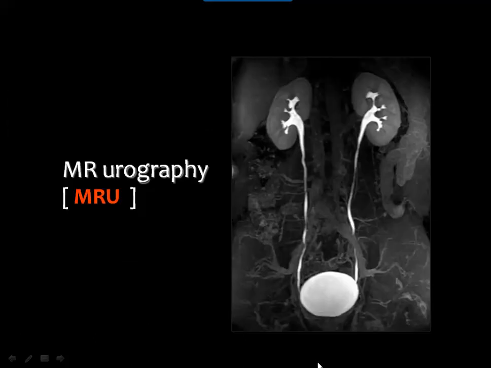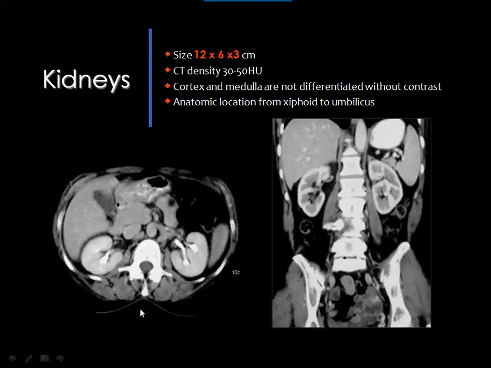Then MR urography is obtained without the need to inject contrast media, and you can see the pelvicalyceal system, the ureter, and the urinary bladder as well. Then you know that the kidney is located in the retroperitoneum, and it measures approximately 12 centimeters in craniocaudal diameter and 6 centimeters in transverse diameter and 3 centimeters in thickness.